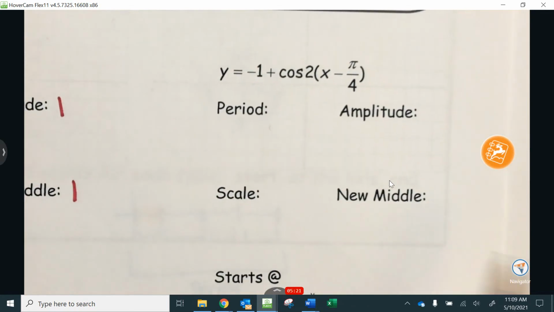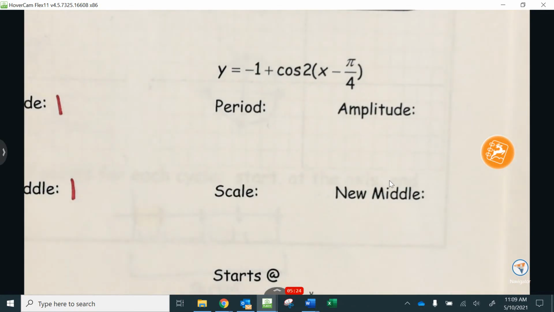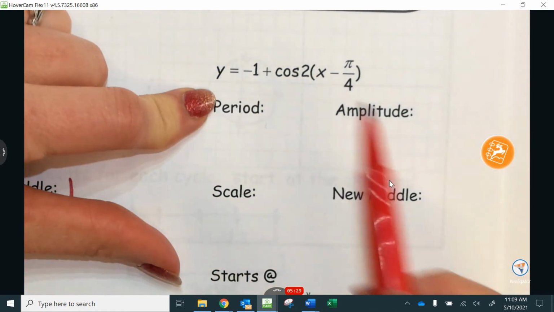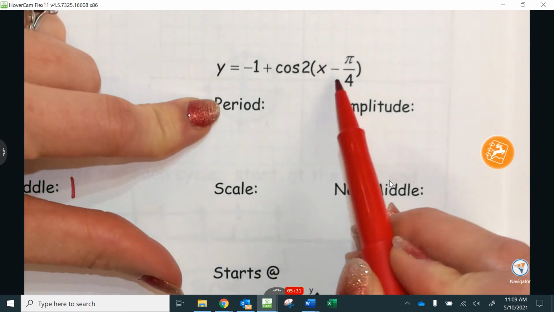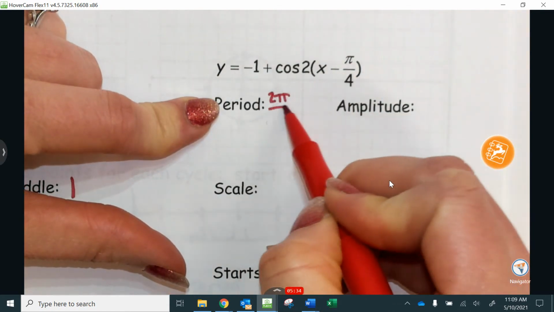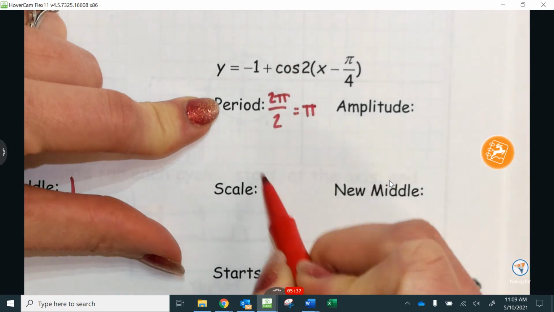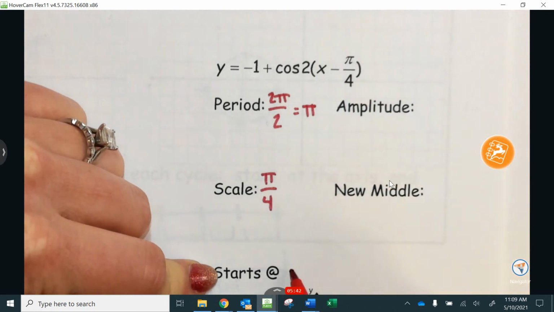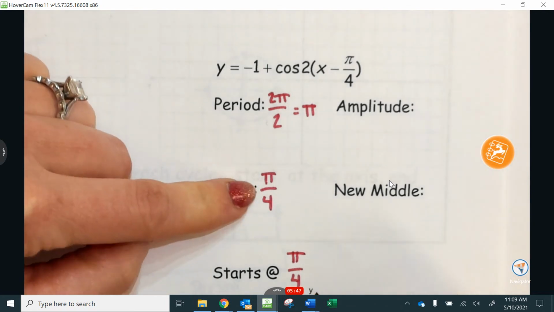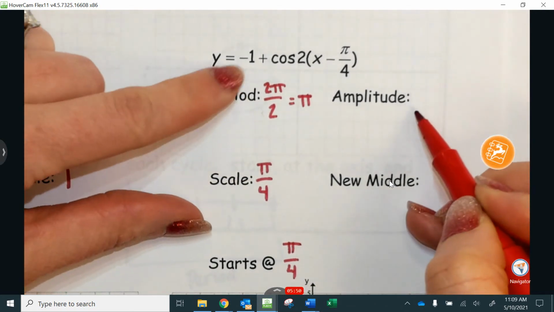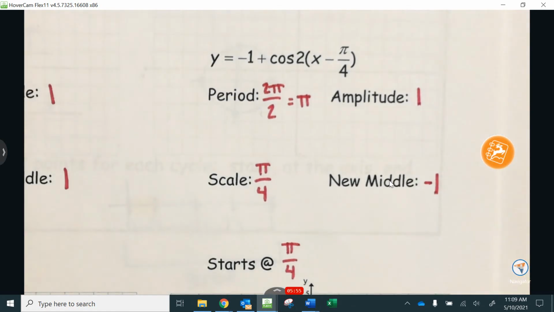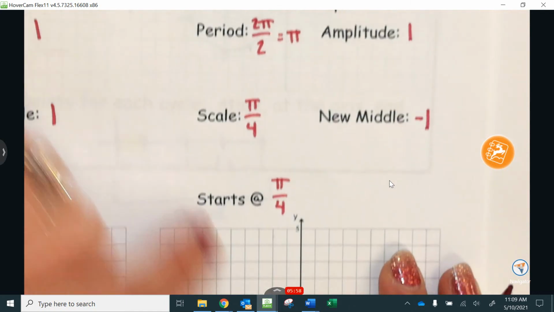This is, remember, level 3, so it's the hardest because there's a lot going on, and that D shift is really complicated. So here our period is 2 pi over 2, which is pi. So my scale is pi over 4. And I start at pi over 4. So they're the same. So I didn't have to do anything different. My amplitude is 1, and my new middle is negative 1. So now I go to my graph.